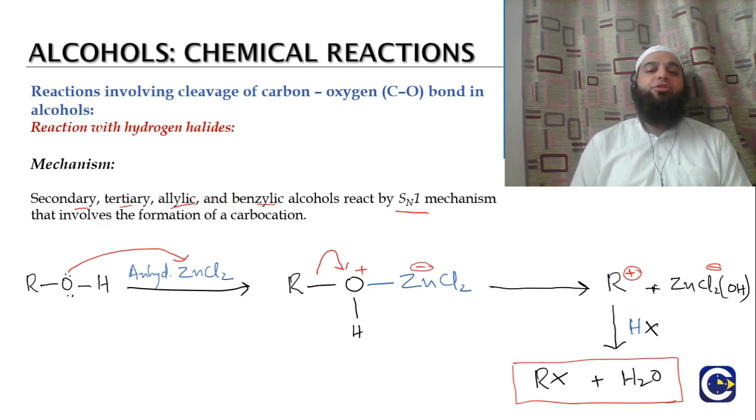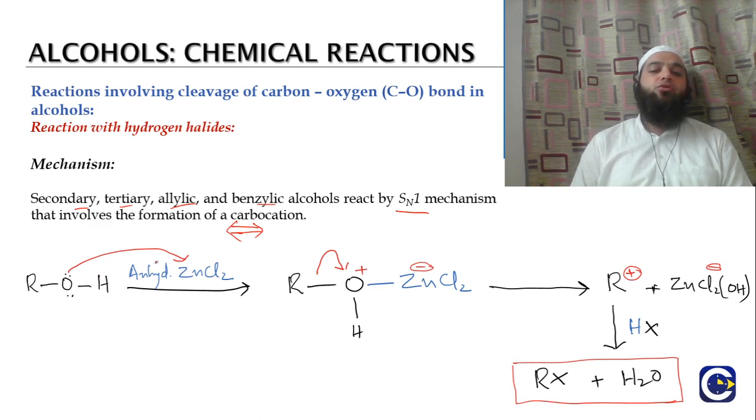Okay, SN1 substitution reaction, because in this reaction there is a formation of a carbocation as an intermediate. So this follows the SN1 mechanism. And primary alcohols and methanol follow the SN2 mechanism, which will also be discussed in the next slides. So what happens when alcohol is reacted in the presence of anhydrous zinc chloride?